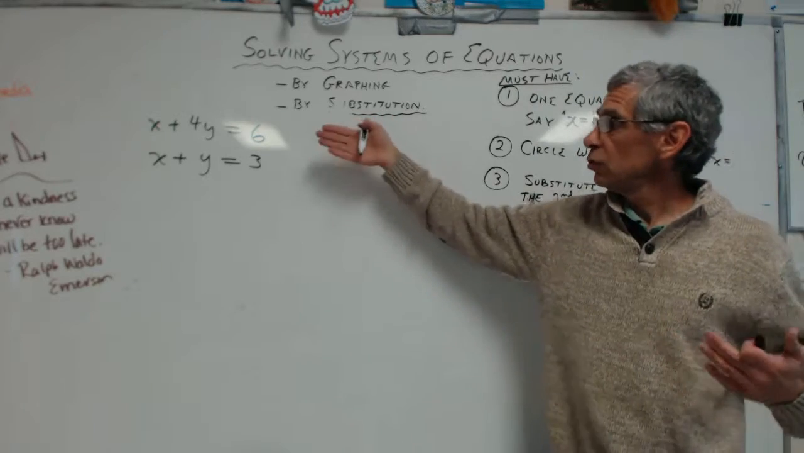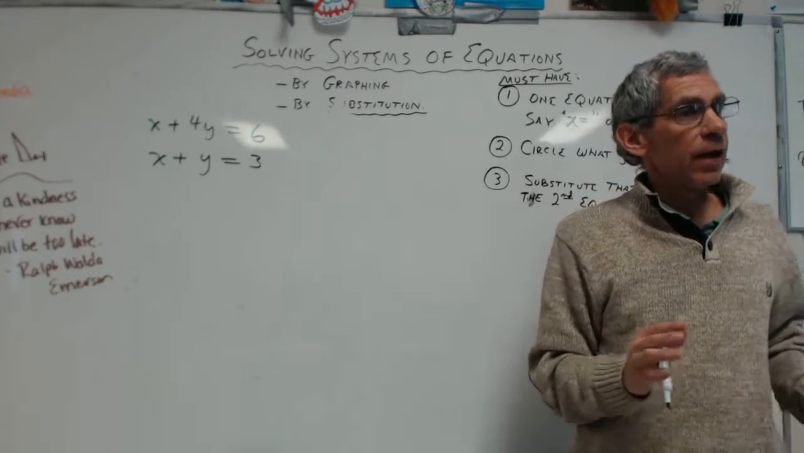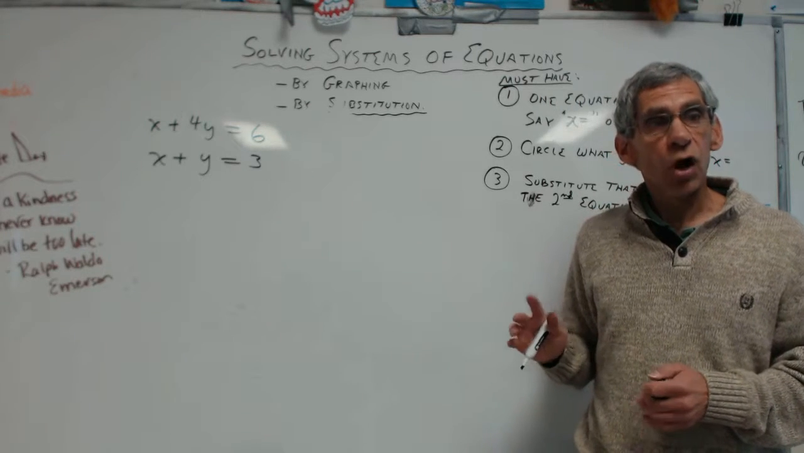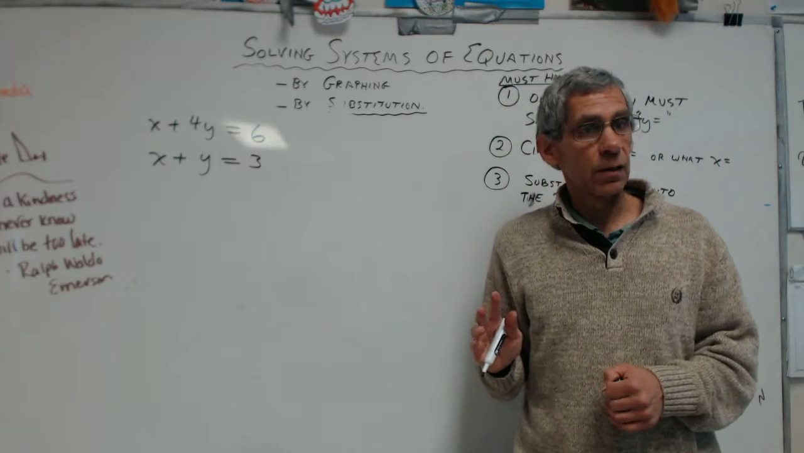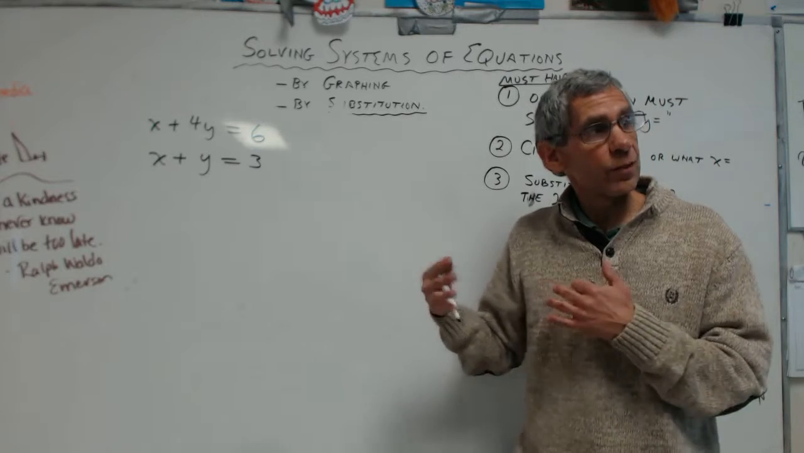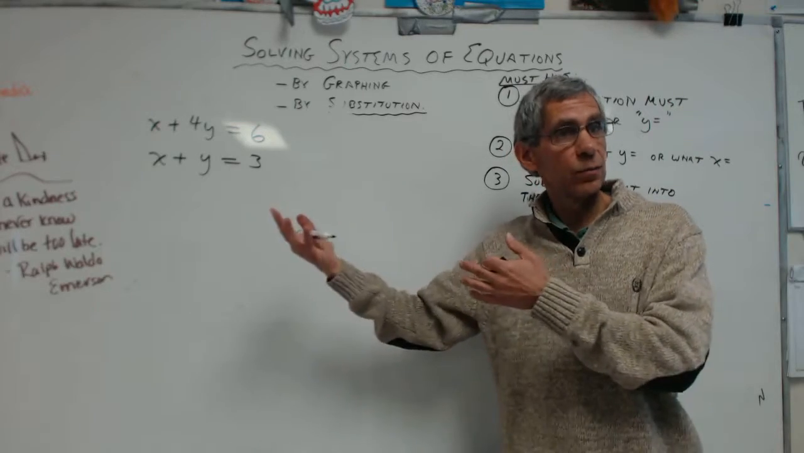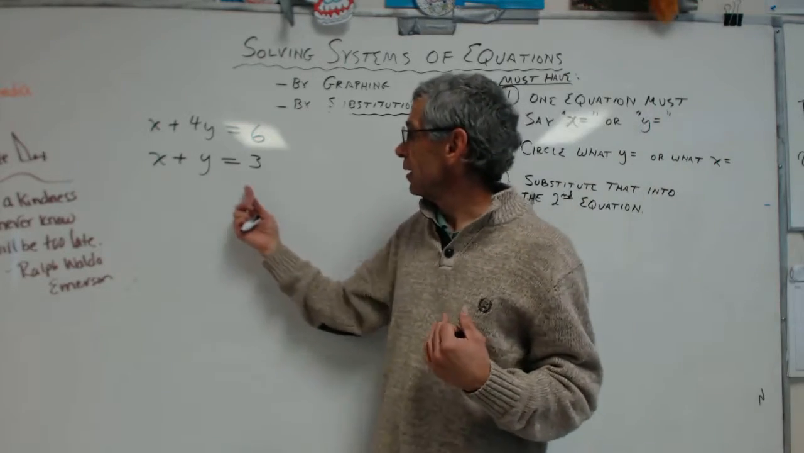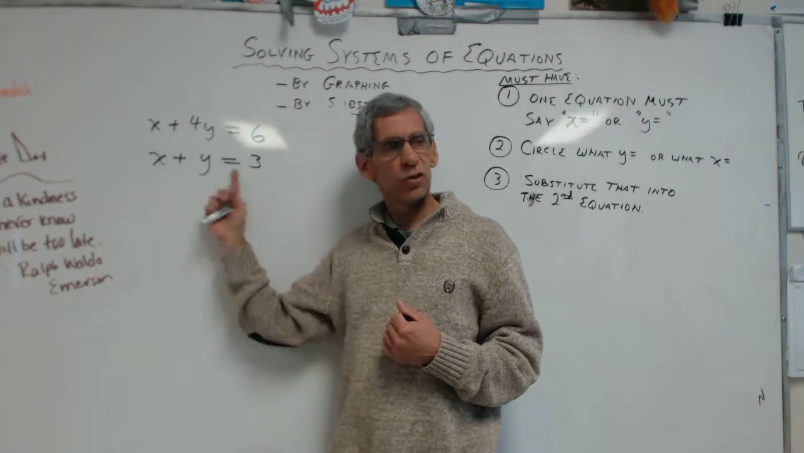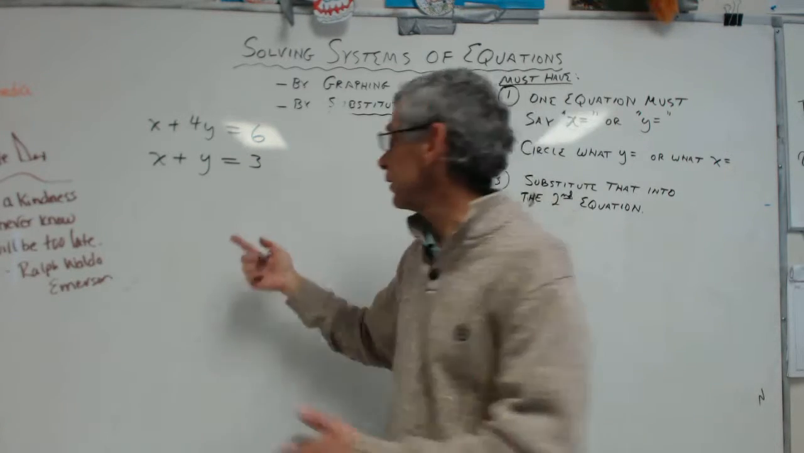So I have two equations, and my number one thing is one equation must say x equals or y equals. And it doesn't. So I make one of them say it that way. All I have to do is subtract something from both sides, or add it to both sides, to move something from one side to the other. I like to make my y equals when I can, but it doesn't really matter. I could do the x equals. Which would you want? X equals. Shall we do an x equals and try that one? Let's try that.